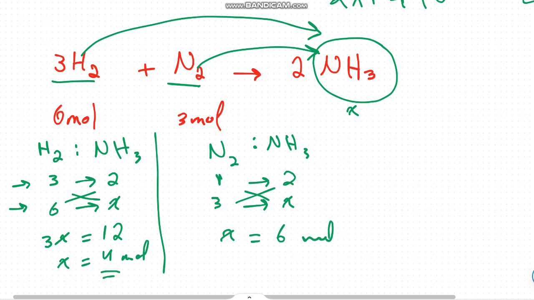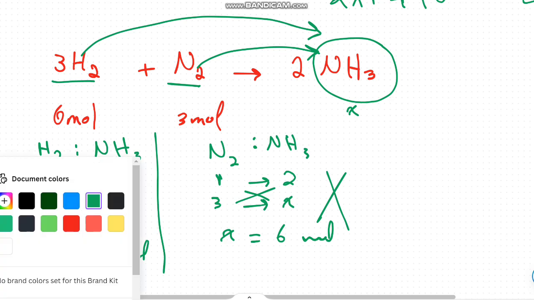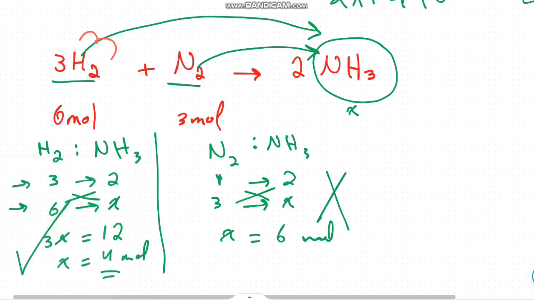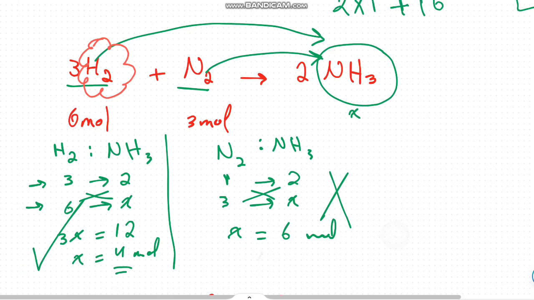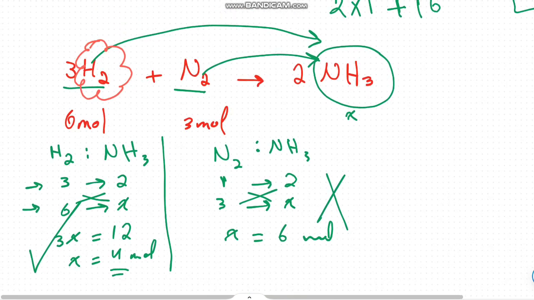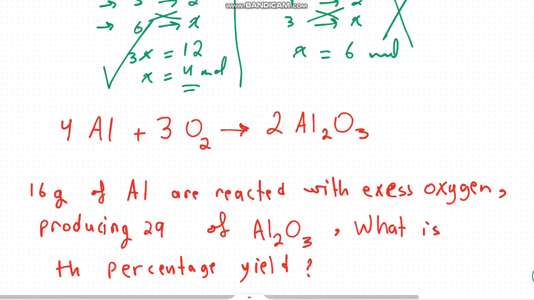This means this is the correct answer and this is the incorrect answer. Smaller is the correct answer. What gives us the smaller amount? Hydrogen. So this means hydrogen is the limiting reactant. You can circle it, you can use it in any other ratio. And if hydrogen is the limiting reactant, this means nitrogen is the excess reactant.